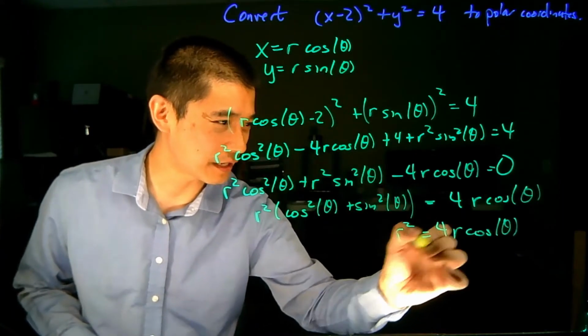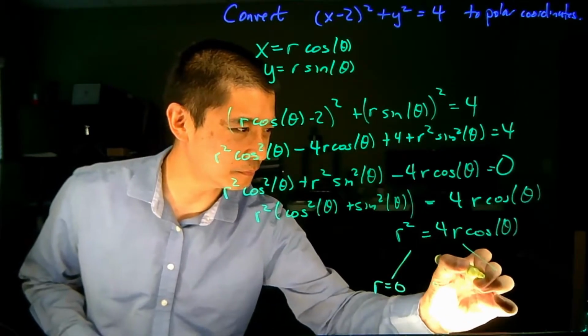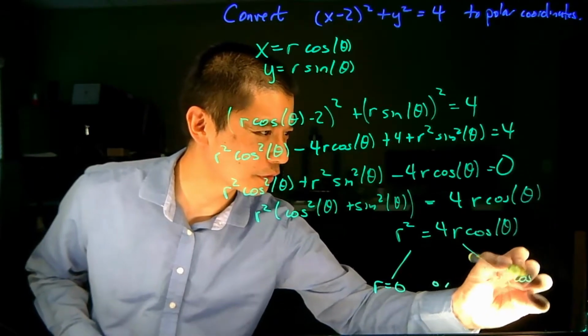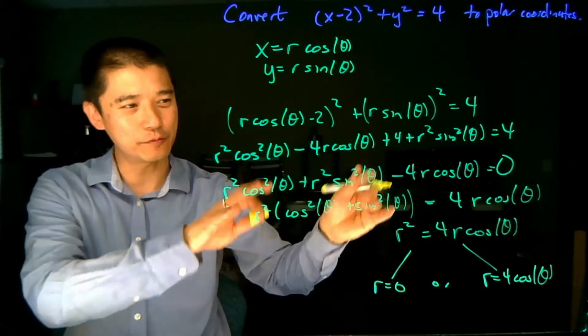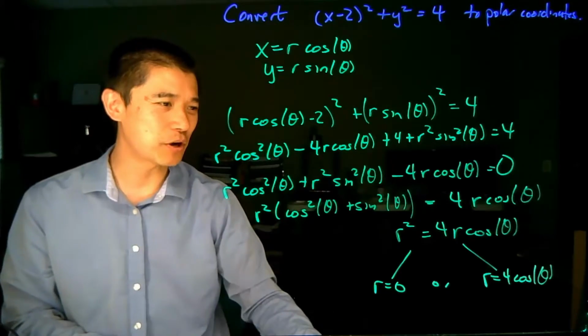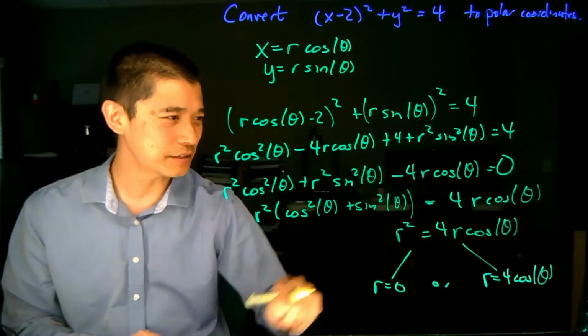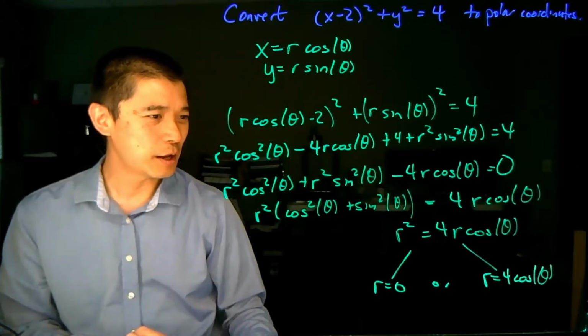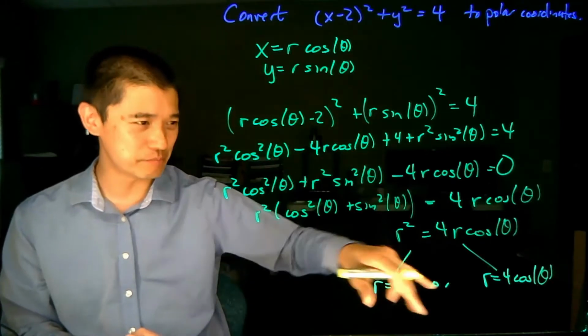And so you either get r is equal to 0, or r is equal to 4 cosine theta. Now, strictly speaking, you would have to move this over, factor out the r, and use the zero product property to see this. Or with experience, you can just jump to it straight here. Now, here's the interesting thing about this. r equals 0 is just a single point, and r equals 4 cosine theta gives us many more points.